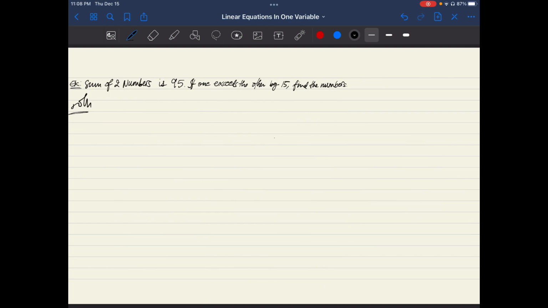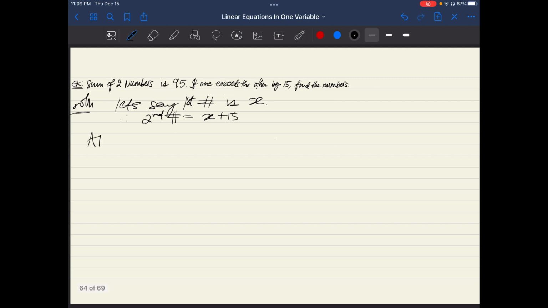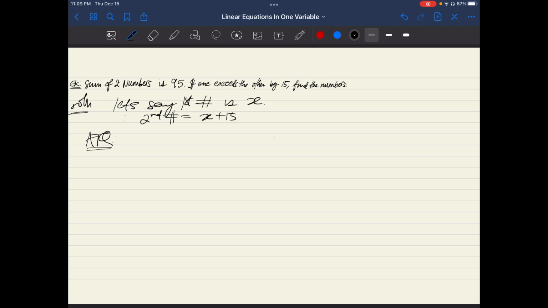Now, our next question says, the sum of two numbers is 95. If one exceeds the other by 15, find the numbers. In this case, let's say that the first number is x. In that case, by the question we have, our second number will be x plus 15, right?